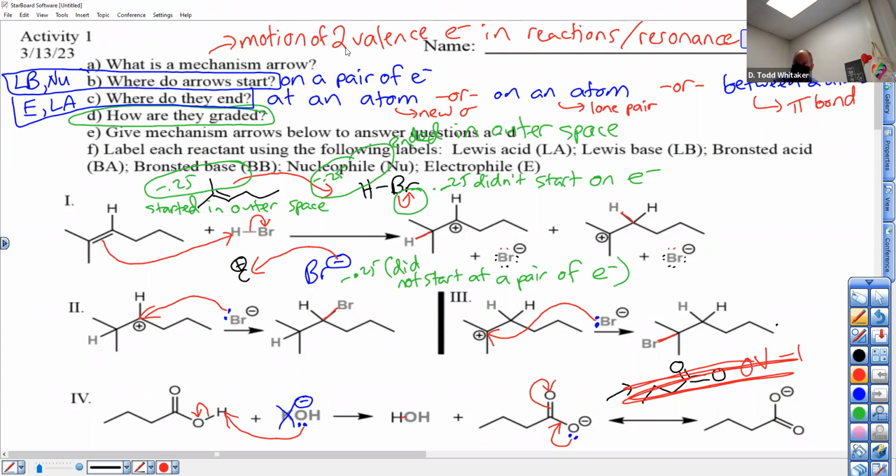Valence electron. That's all it's ever been about. When you learned Lewis structures, that's what it was about. Do you agree? Way back in 141. Valence electrons, okay? So we're talking about valence electrons. Lewis. So your definitions that have Lewis in them better start with electron. And you have two choices, electron donor or electron acceptor.